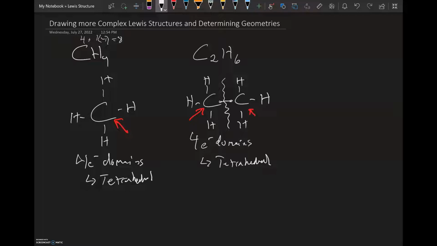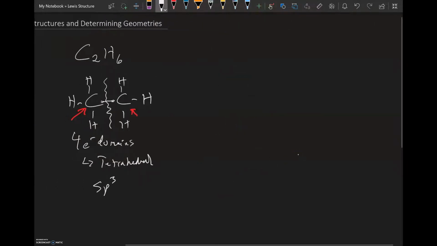Now that one's not too bad, because both carbons have essentially the same geometry. If we were to talk about hybridization, they would both be sp3 hybridized because both have the same number of electron domains. Now, let's say that we have another molecule where we have a CH3 group and a COH group.